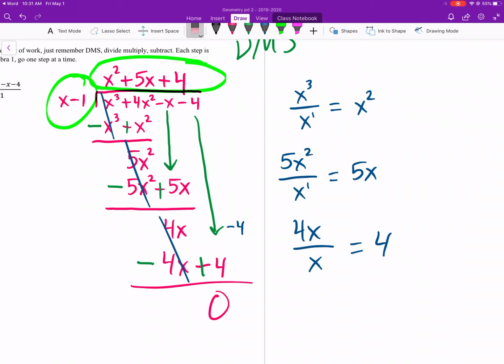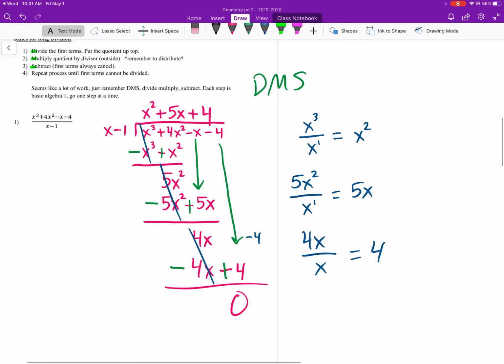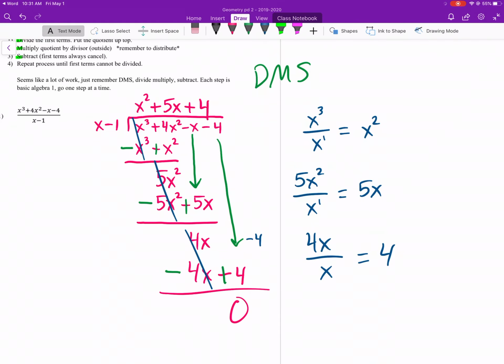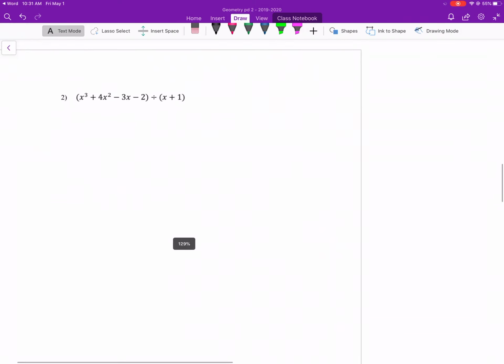All right? A lot of steps, I get it. I know exactly what you're thinking right now, trust me. Okay, I know you're thinking, what just happened? All right, but let's try a couple more, and you'll start to get the hang of it. Okay, just remember, divide, multiply, subtract. You just have to know. What am I dividing? What am I multiplying? What am I subtracting? All right, let's try it out.